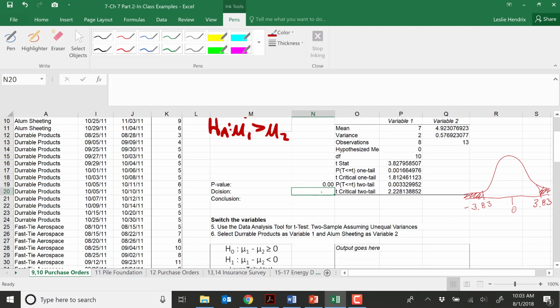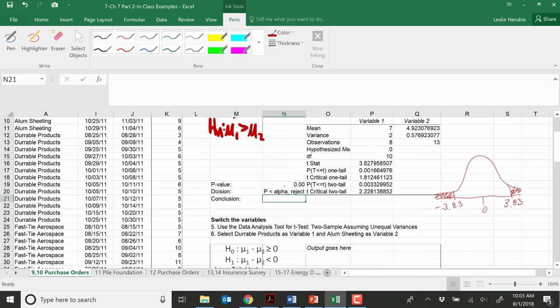What's our decision? Well, clearly my p is less than my alpha, right? So what do I do when my p is less than my alpha? If the p is low, the null must go. So we're going to say to reject the null hypothesis. And what's our conclusion? Our conclusion is there is significant evidence. So if we rejected the null, there is significant evidence for the alternative.